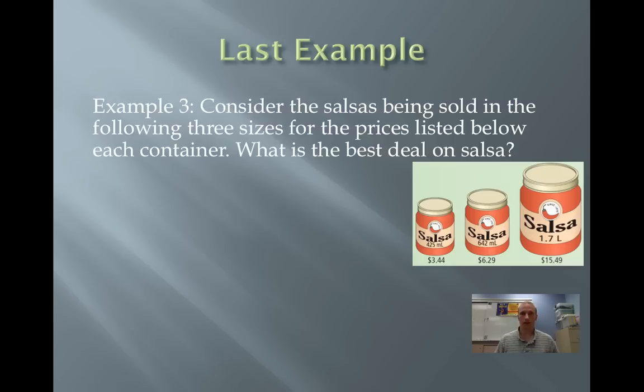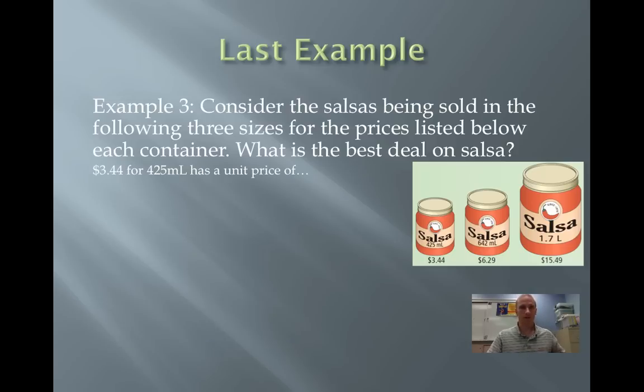Last example we're going to look at here, we have 3 jars of salsa. We have a small jar which is 425 milliliters in size. You pay $3.44 for that. Or you can buy the medium jar, 642 milliliters for $6.29, or the large jar of salsa, 1.7 liters, and you pay $15.49 for that. So the question here: if we consider the salsas being sold in these 3 sizes for the prices listed, what is the best deal on salsa?